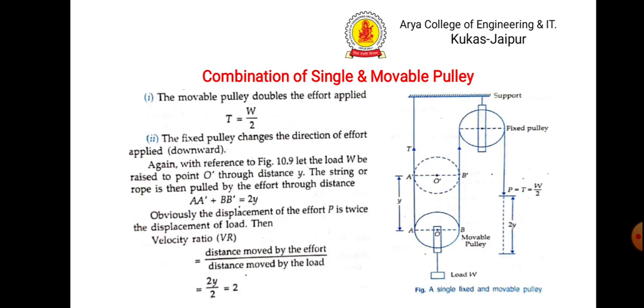Now, normally we take the combination of fixed and movable pulley. So for the movable pulley, the effort applied T is W by 2. The fixed pulley changes the direction of effort, that is downward. With reference to this figure, if the load is lifted from O to O dash, then the distance traveled by the load is Y, but the distance traveled by the effort P is twice, that is AA dash plus BB dash. So this will be 2Y. So velocity ratio will be 2Y by Y equals 2.